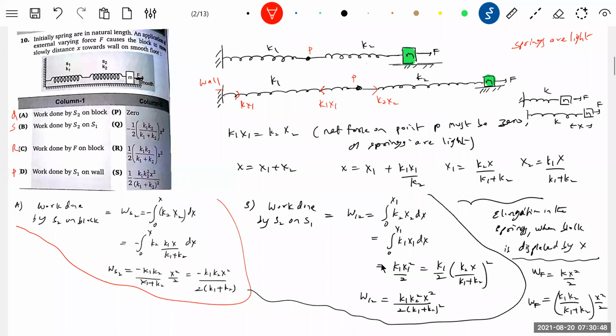Effective spring constant. They are in series. Effective spring constant, K1 plus K2. Any reason why we should write like this? Because springs are in series.